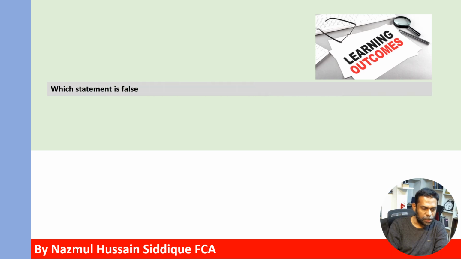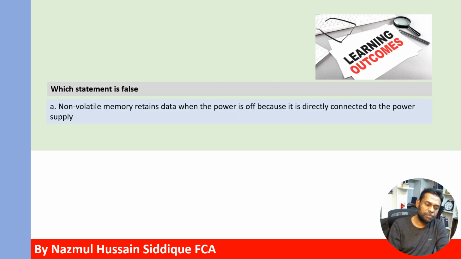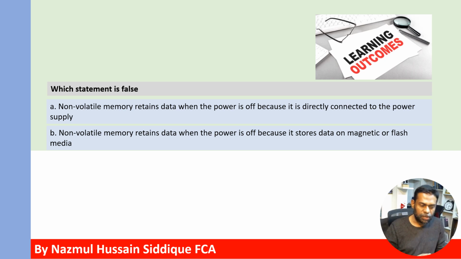Next question: which statement is false? A. Non-volatile memory retains data when the power is off because it is directly connected to the power supply. Option B. Non-volatile memory retains data when the power is off because it stores data on magnetic or flash media. Which is the correct answer?